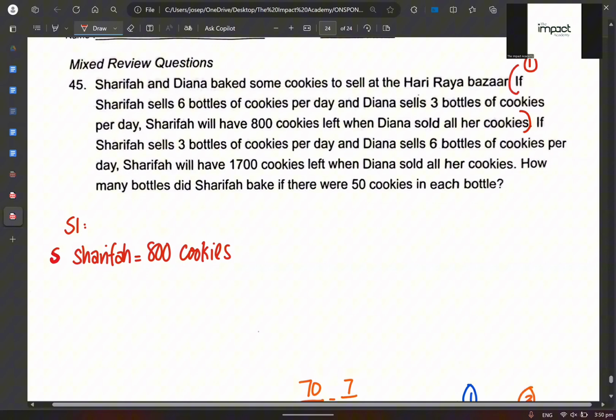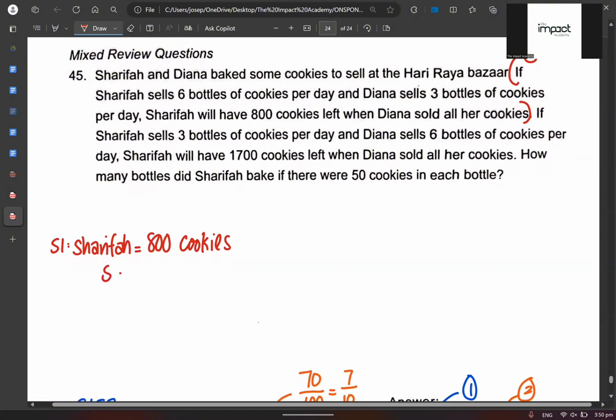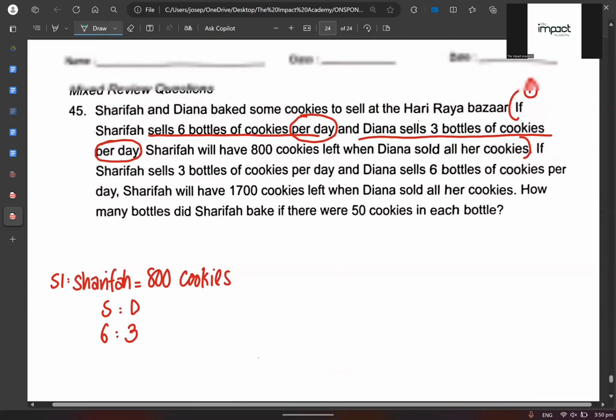Maybe I just write S1 over here. What is the ratio that we talk about over here? We have S is to D in this ratio, right? 6 is to 3. Can you understand or don't understand? Why is it 6 is to 3? Because over here they say Sharifah sells 6 bottles of cookies per day, and Diana sells 3 bottles of cookies per day. Do you understand or don't understand? Okay, so that's the first part.